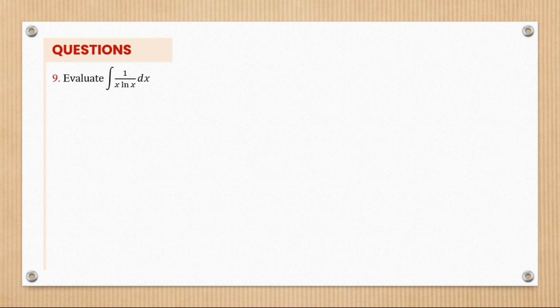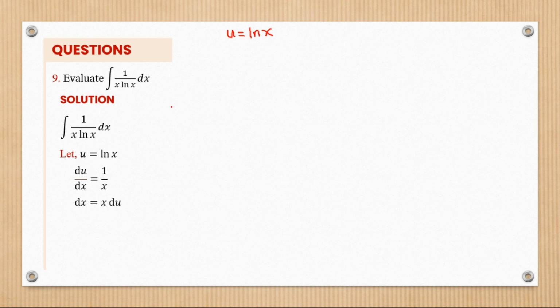Alright, so question number 9, we're being told to evaluate the integral of 1 over x ln x dx. You can also see that this will work with u-substitution. And how will that be? If we let u be equal to ln of x and differentiate that, we'll get 1 over x somewhere, and that will allow us to cancel out that x. Let's see how that works. We let u be equal to ln x, and then du/dx is 1 over x. So if we make dx the subject, dx shall be equal to x du.